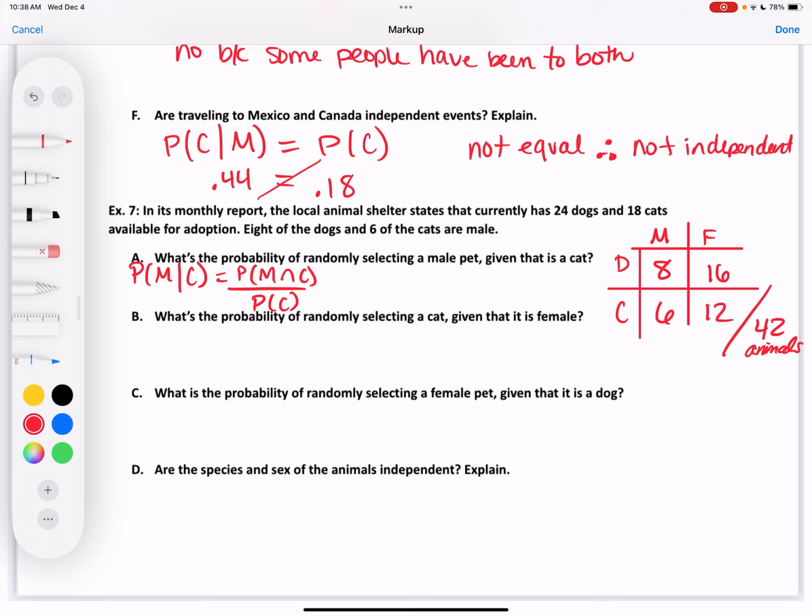So remember, for independent, it's the probability that's equal to the probability of the first thing. When we're doing conditional, it's over the probability of the second thing. So they're opposites, just for memorizing purposes.